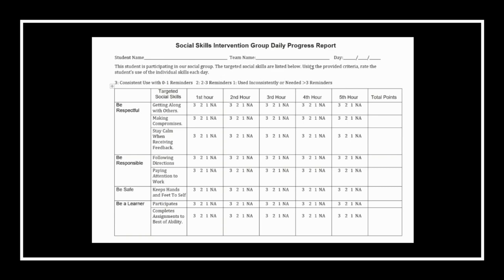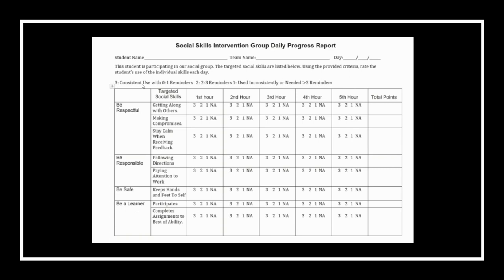The target social skills are listed below. Using the provided criteria, rate the student's use of the individual skill each day. So it's giving directions on how to look at the skill or how to complete this document. So then here we have the rating. Again, every daily progress report should include the ratings and what those rating scales mean.